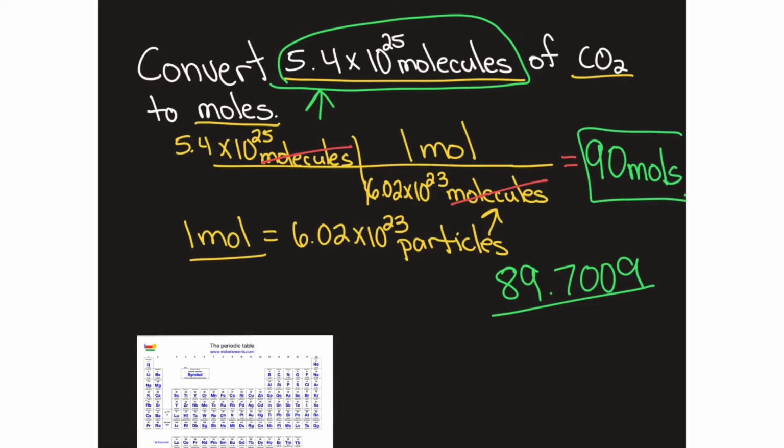So when you go back and you look at what they asked you, convert 5.4 times 10 to the 25th molecules of carbon dioxide to moles. So 5.4 times 10 to the 25th molecules equals 90 moles.